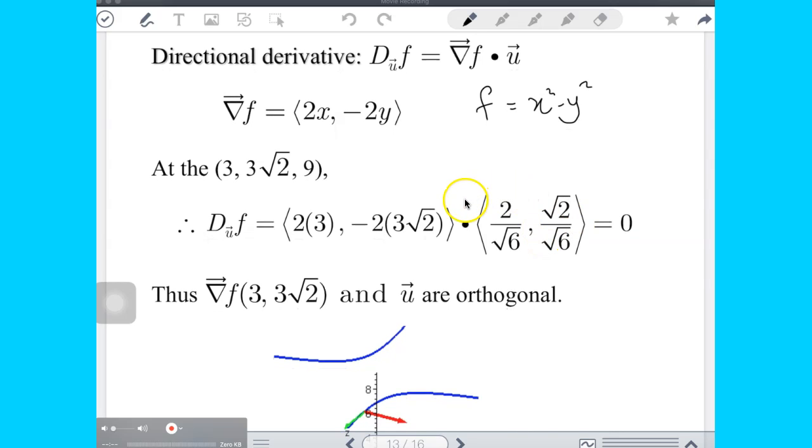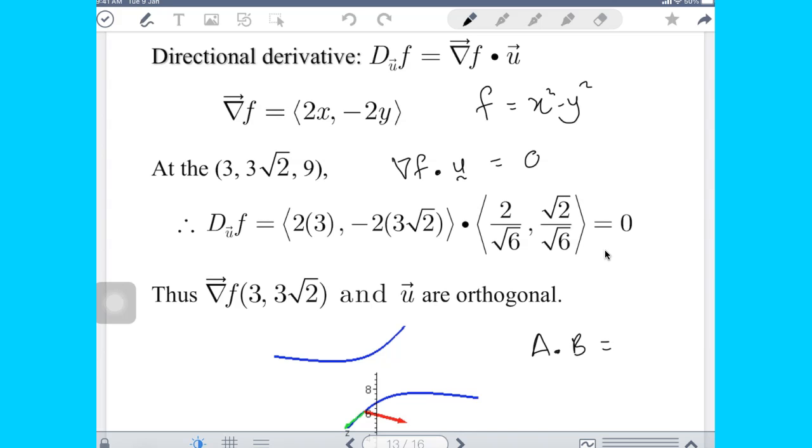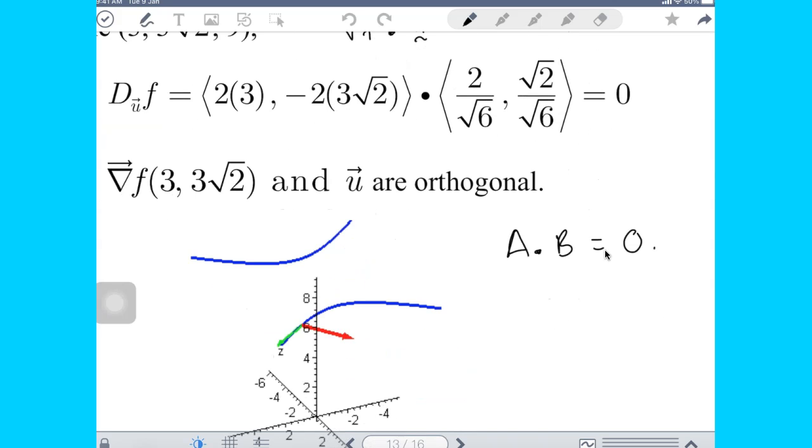So what can we say about this? Why is the answer 0? You have to understand that in the formula you have two vectors, and you have the dot product. Let's say you have A dot B, and the answer is 0. So what can you say about that? From here, you can say that A and B are perpendicular to each other.